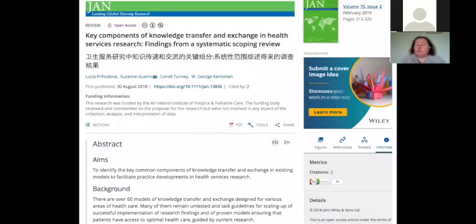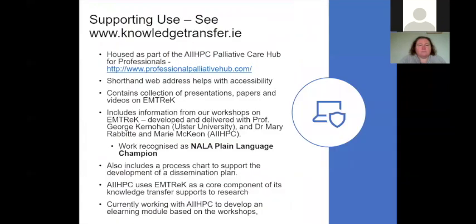Okay, so just to say, this is the paper that we published describing the components of the model. And again, this is an open access paper so that you can access it. And again, it's in the Journal of Advanced Nursing. We were delighted to go back to them, having had them publish the protocol for the review. And I just want to highlight a number of the steps that we are taking to support the use of this model.